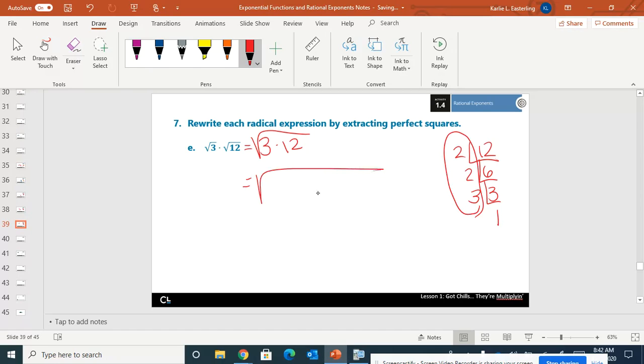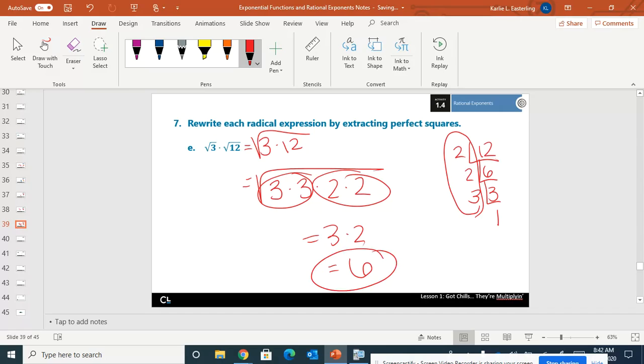So let's rewrite this out. So 3 times 3 times 2 times 2. You can pull out a set of 3's and you can pull out a set of 2's. 3 times 2, which is 6. And that's your final answer there. So sometimes you'll have a radical or square root times the square root, and you will get a whole number. Because 3 times 12 is actually even the square root of 36. So you can check it like that too.